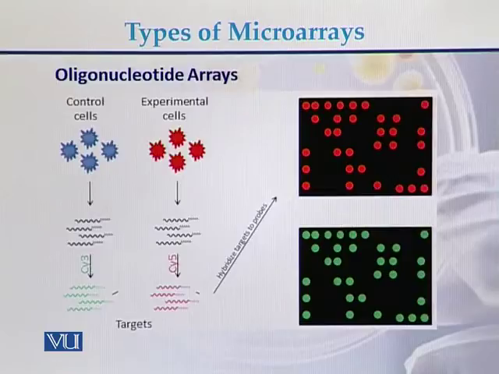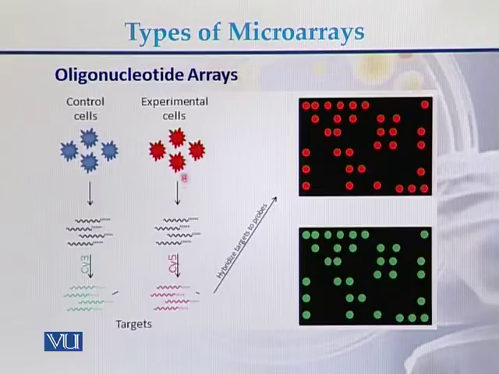In this diagram, we can see the oligonucleotide arrays. In the case of oligonucleotide arrays, we have the control cell and the experimental cell. Then the RNA is purified and labeled with cyanin green and cyanin red. In the control samples, the spots are visible because the RNA is labeled with cyanin green, and it gives the green color.